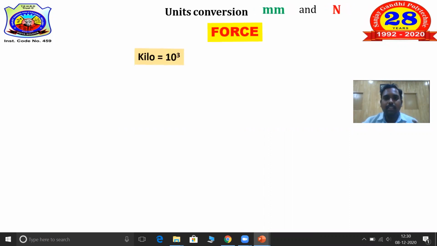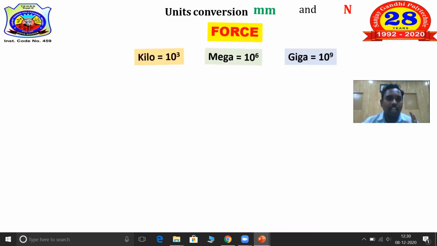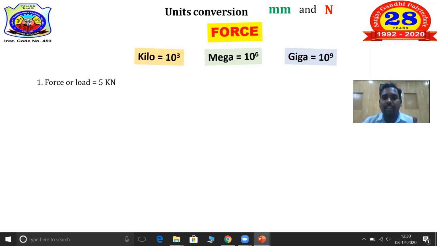Here, the very important prefixes in force are kilo, mega, and giga. Kilo is nothing but 10 power 3, mega is nothing but 10 power 6, giga is nothing but 10 power 9. So let's see the questions one by one. The force or load, both are the same. The force or load is equal to 5 kilonewton. Students, as I said, the unit for force I require is Newton, but the given question has kilonewton. So there is a need of conversion. So how to do the conversion?